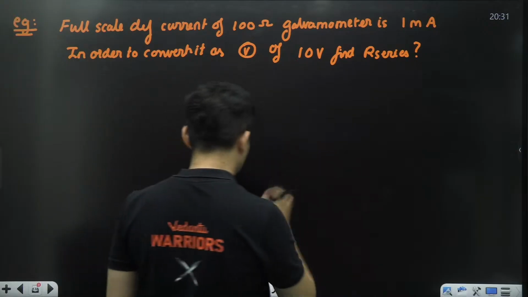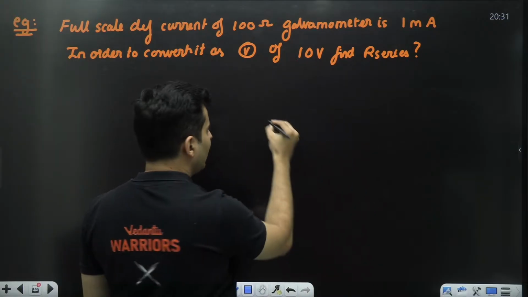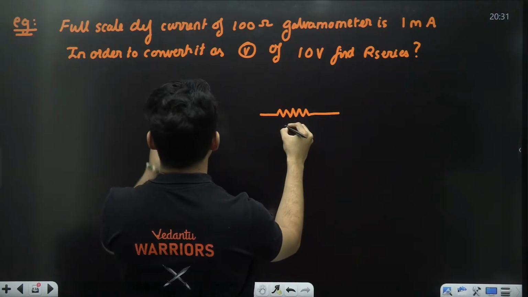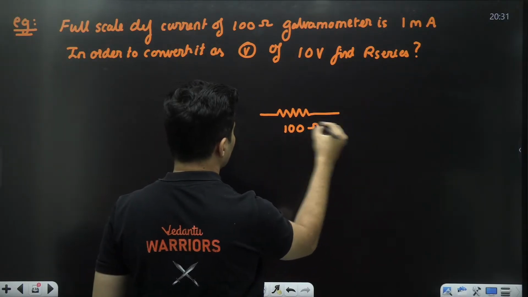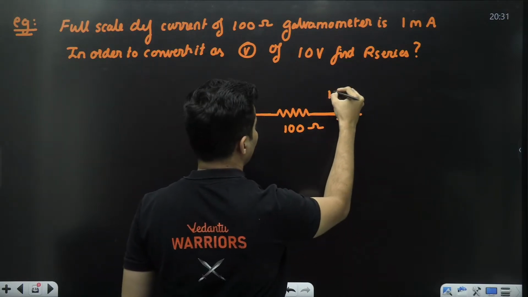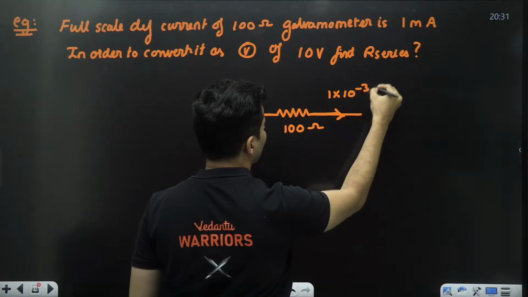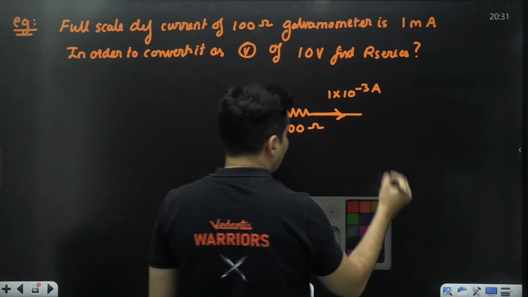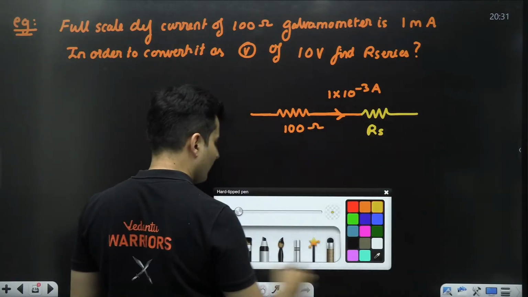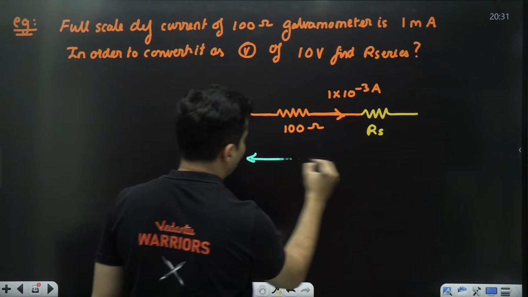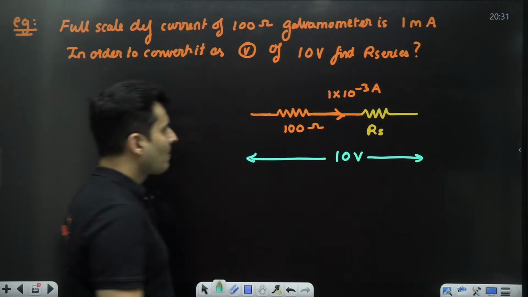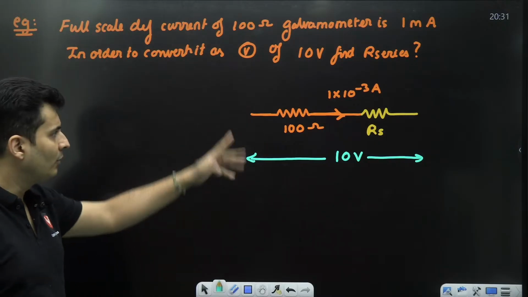Let's try this out. Just draw a simple circuit. We know a voltmeter is made of two resistors in series. This is the galvanometer of 100 ohms. Remember, I can't pass more than 1 milliampere, which means 1 into 10 to the power minus 3 amperes of current. In series, you have one more resistor. I will call it RS. As a whole, it cannot measure more than 10 volts. That's the range of the voltmeter. That's it. This is our diagram for the voltmeter.